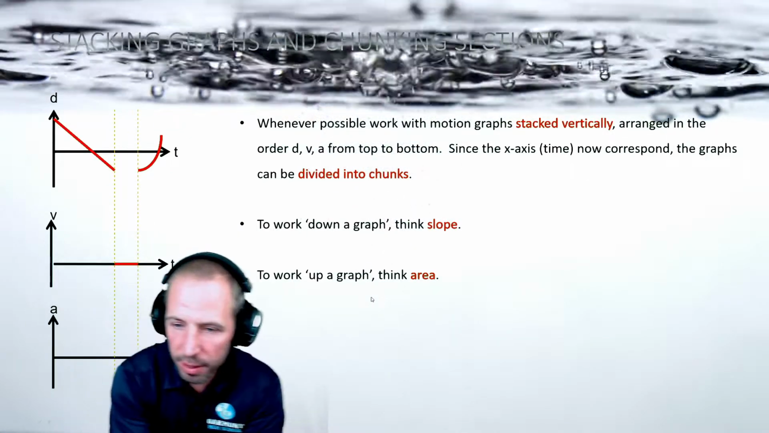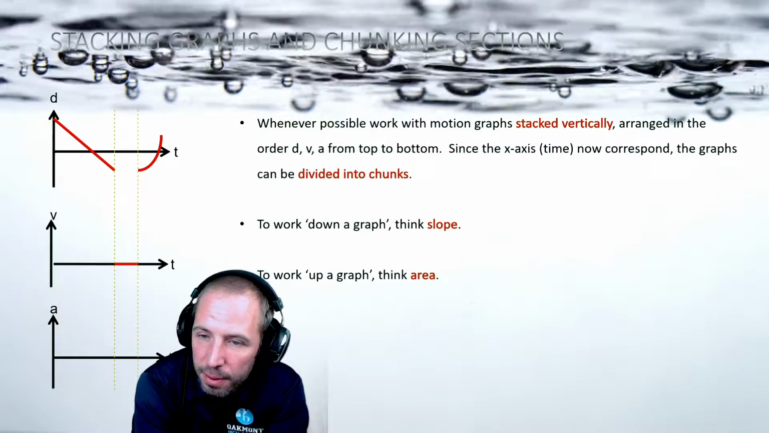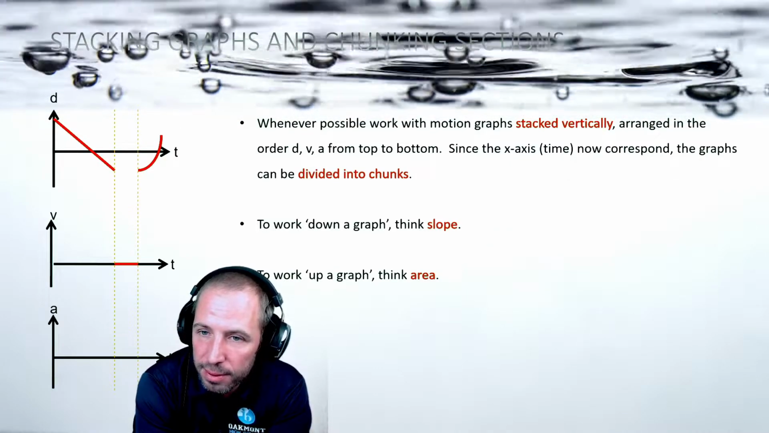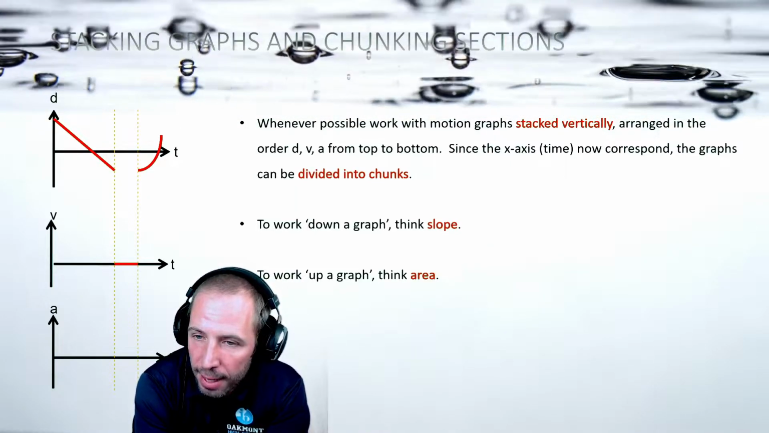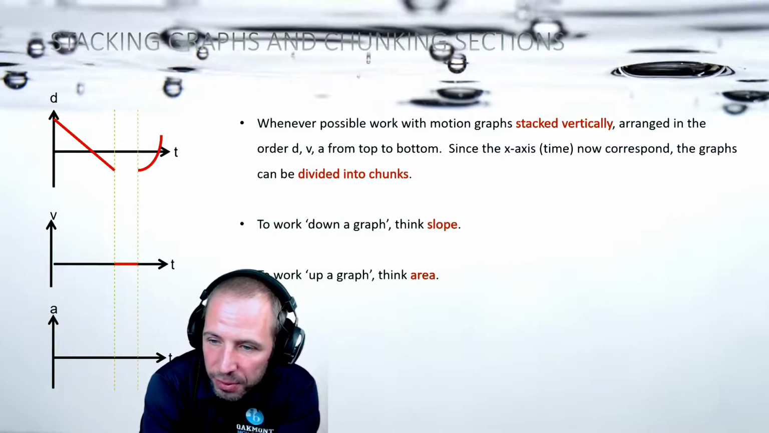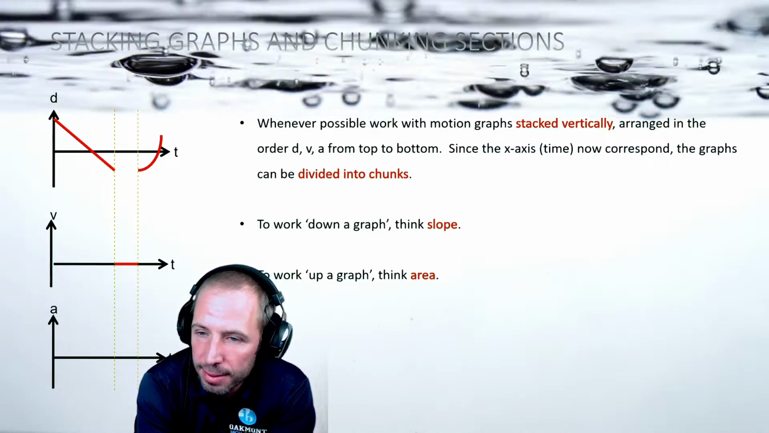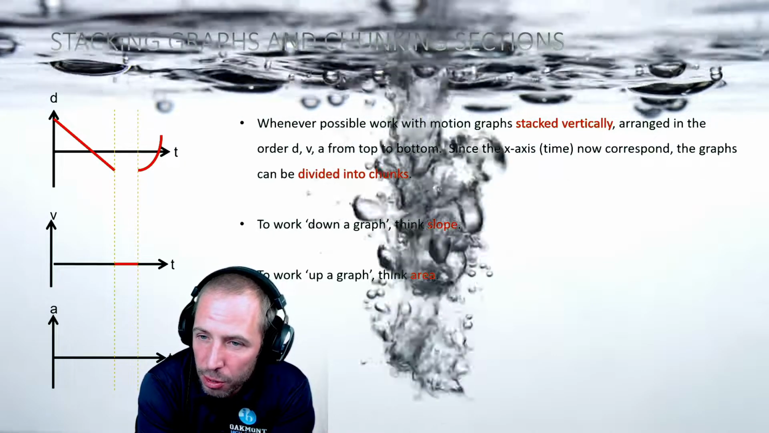Here is an example of that. In this graph, we've got now a stack of graphs, distance, velocity, and acceleration stacked all vertically. Why can I do that? Well, check out what the x-axis is. It's time, time, and time. Those all should exactly correspond.